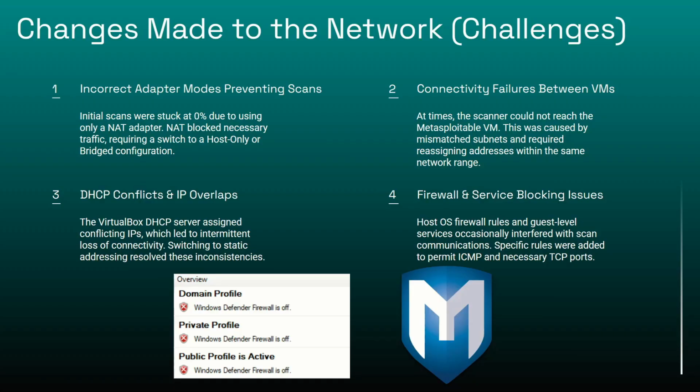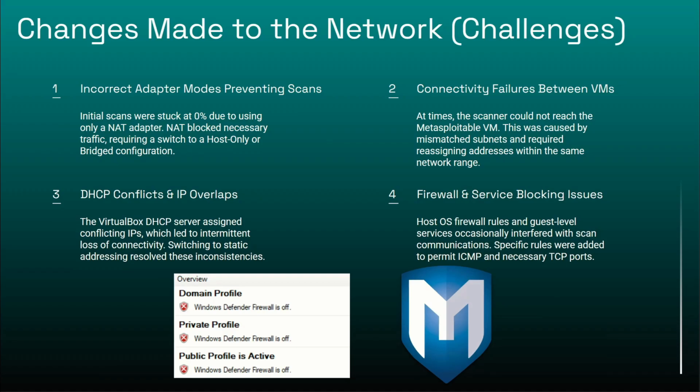Of course, these network modifications also had challenges. One of the biggest issues came from using the wrong adapter mode. When the VM was set to NAT only, OpenVAS could not communicate with Metasploitable and the scan froze at 0%. Switching to host-only or bridged modes solved this issue.